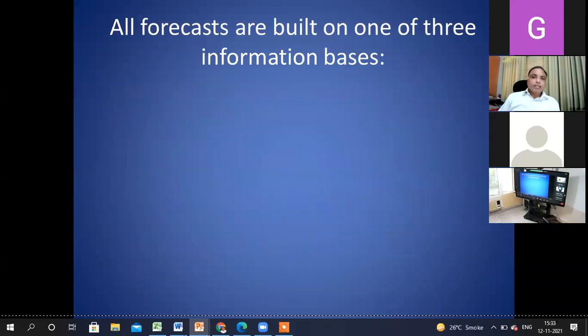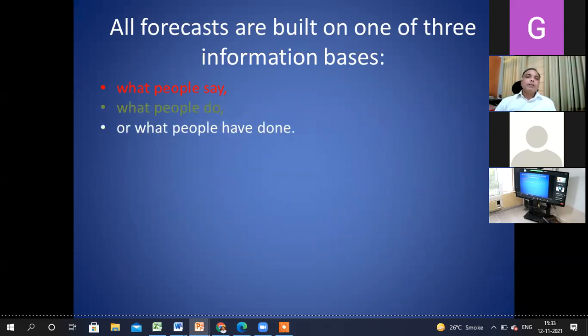So all forecasts are built on one of three information bases. Whatever you forecast, it's based on three main premises. First, what people say. Second, what people do. And third, very important, what people have done. So what is this, what people say? Let us see.